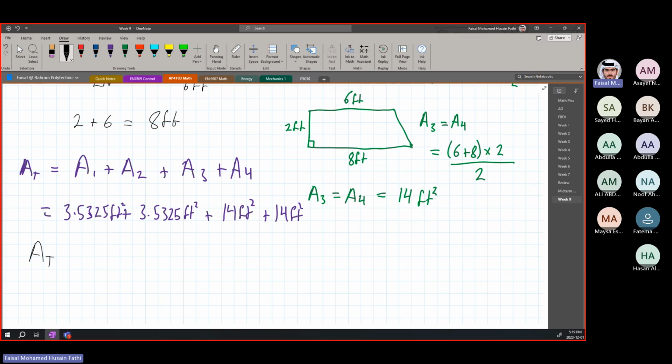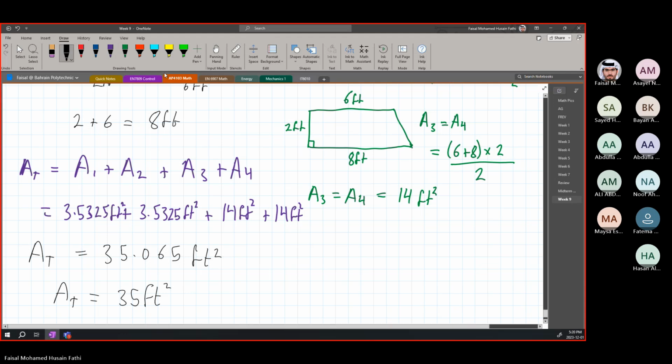So A total is going to be equal to, just add all of these up, 3.5325 plus 3.5325 plus 14 plus 14, which is equal to 35.065 feet squared. Rounding to the whole number is going to be 35, because we have a 0 there, feet squared. Clear? Is this clear? Question? Easy?